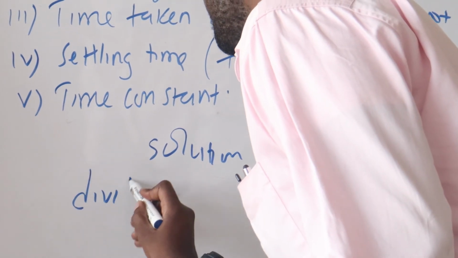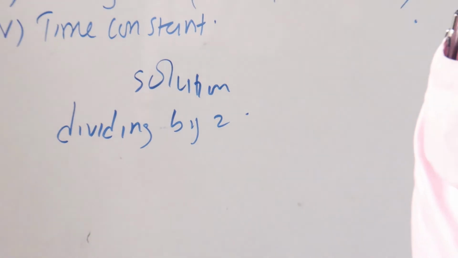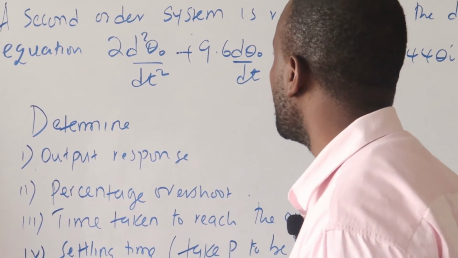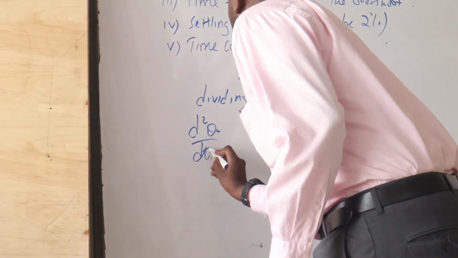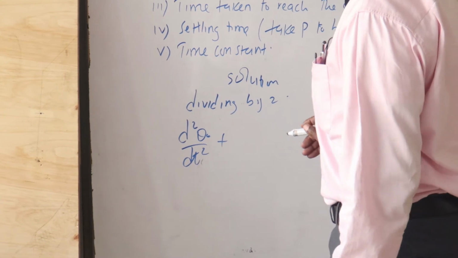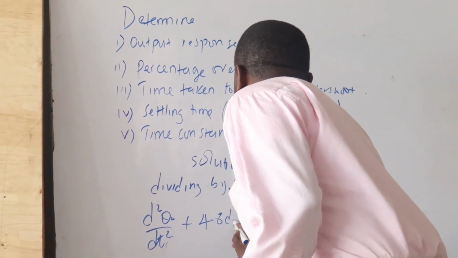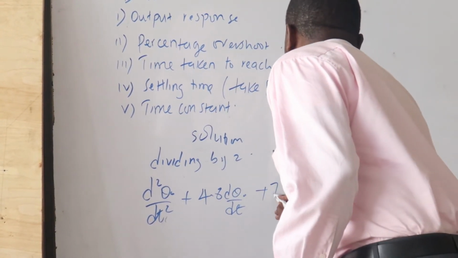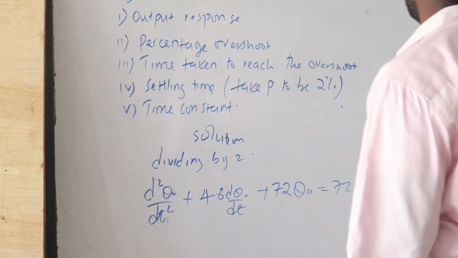So in that case, the solution here, dividing by 2 to make that one unity, means we'll be dividing all over by 2. Therefore, if we divide by 2, we'll have d squared theta naught all over dt squared plus 4.8 d theta naught all over dt plus 72 theta naught is equal to 72 theta I.